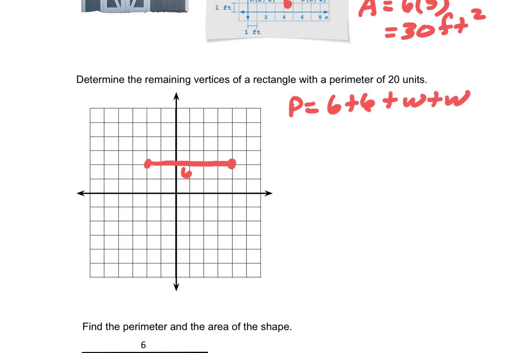we have 2 widths, right? But what would be true about the 2 widths if we had a rectangle? They'd have to be the same, okay? So here we have 12. If I subtract 12 from 20, what do I have left?